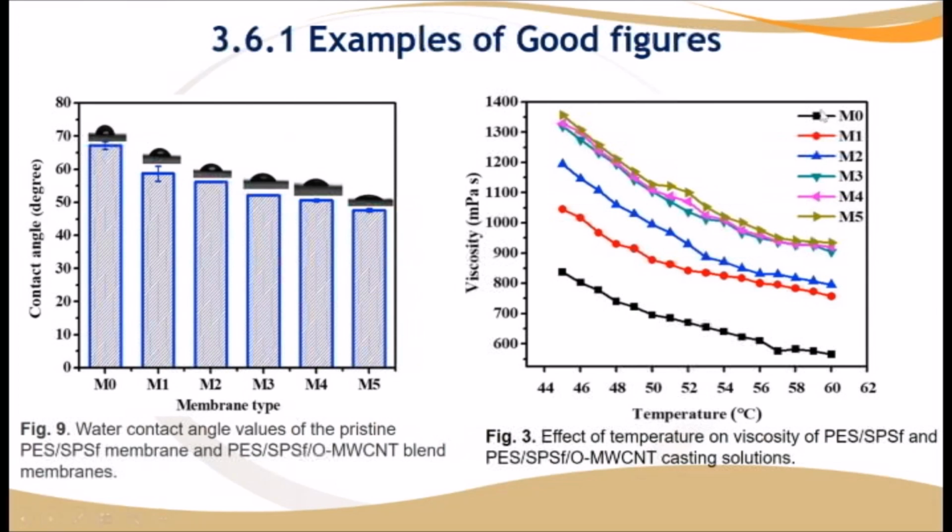Here, the legend, again, that I was speaking about, make sure that it is clear and concise. We are able to make out that wherever you see these square blocks, it's referring to membrane M0, the one with the circle is referring to M1, those kinds of things, and so on and so forth.